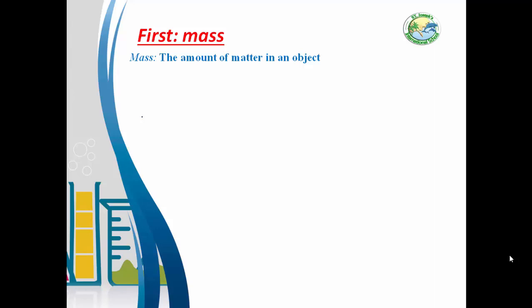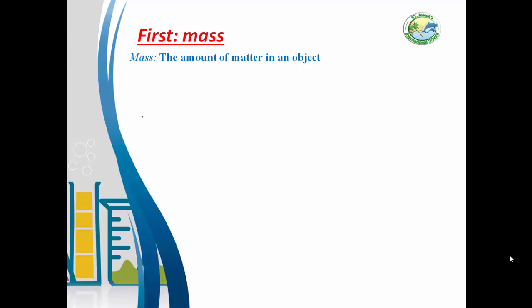All matter has mass whatever their shape. For example, if we are talking about sugar, if it is one piece, a sugar cube, it has mass. If it is particles, it has mass. And also if it is powder, it has mass. All matter has mass whatever their shape.